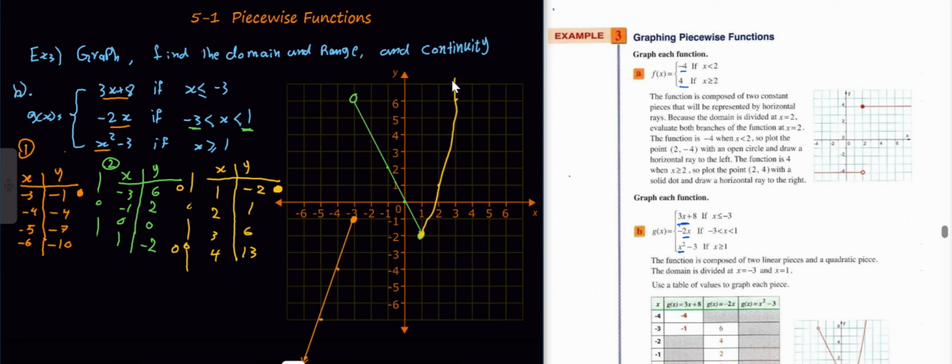Sorry for my handwriting that is like that. So it goes up until positive infinity. Let's find the domain and range. Let's determine them. For example, we have a domain here.